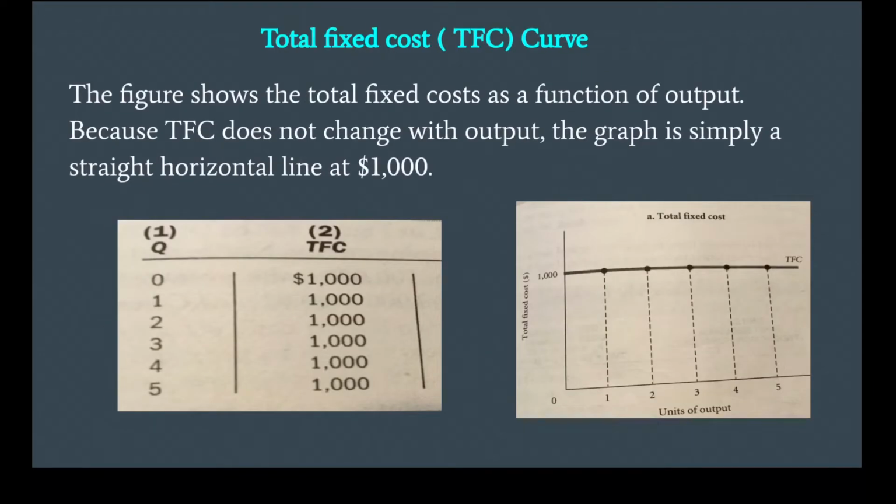Total fixed cost curve. The figure shows the total fixed cost as a function of output. Because TFC does not change with output, the graph is simply a straight horizontal line at 1000.